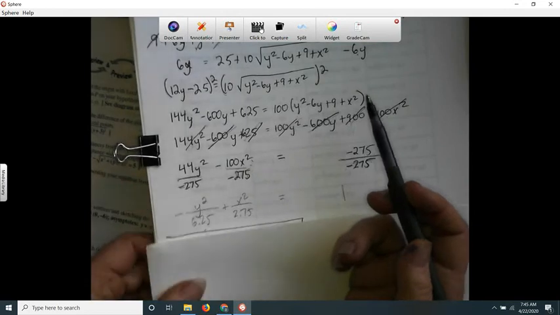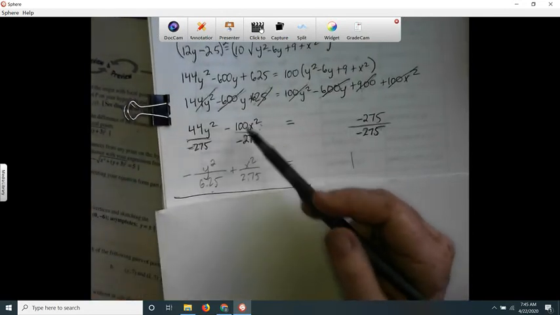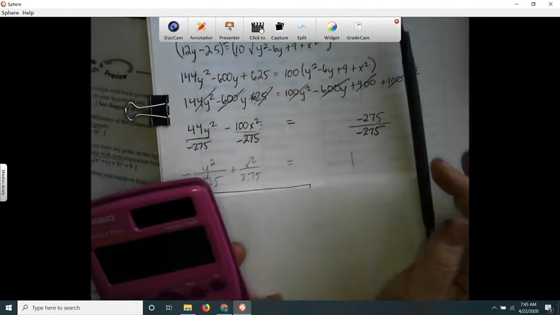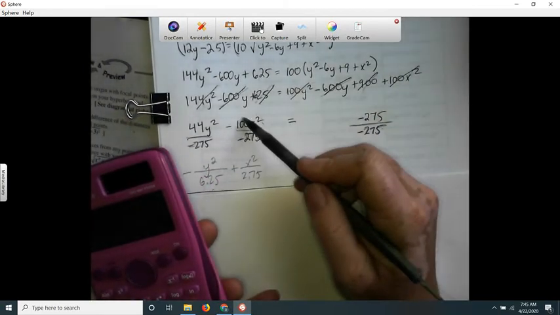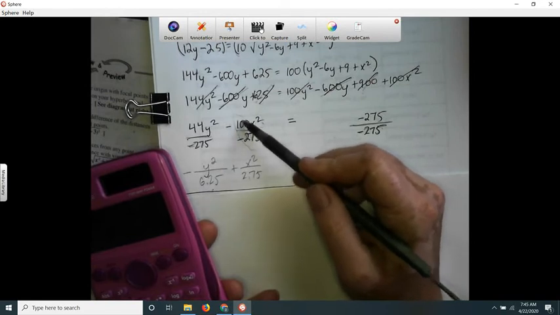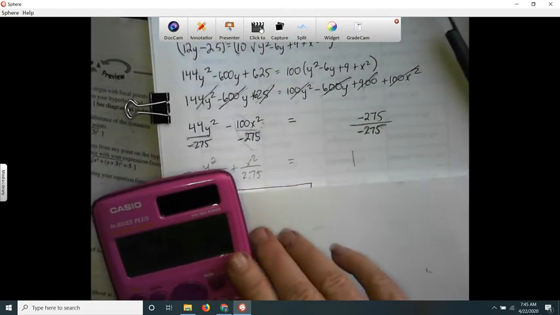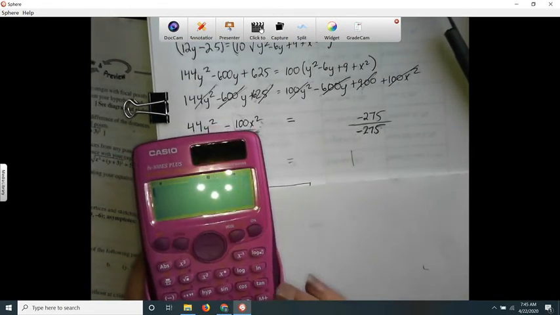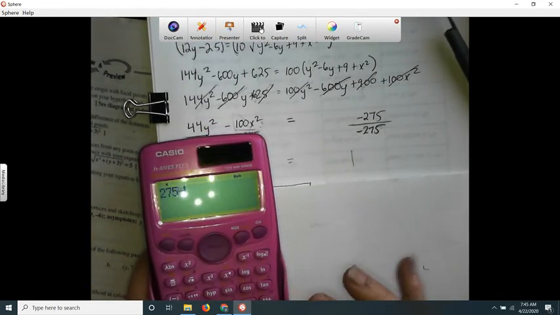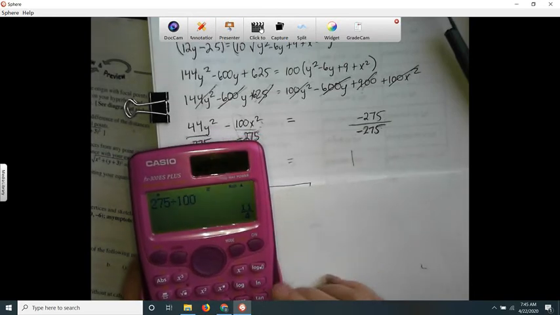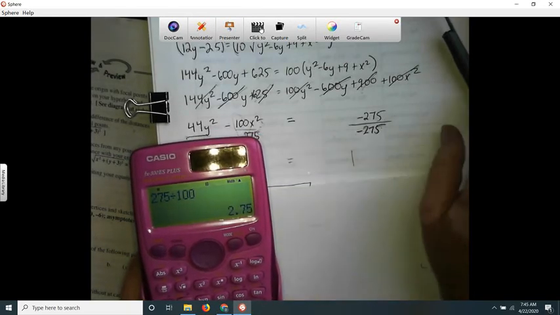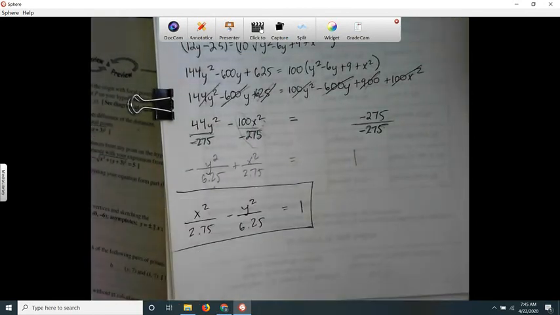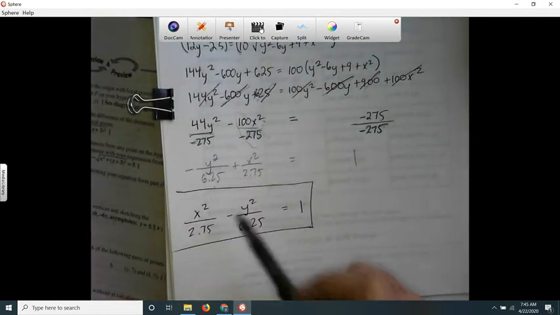Okay, so there's that. And then this one, these are going to cancel out, and it's going to be positive. The reciprocal of 100 over 275 would be 275 over 100. We're just going to leave it as a decimal. So it's 2.75. And then I let them switch places, and there's my hyperbola.